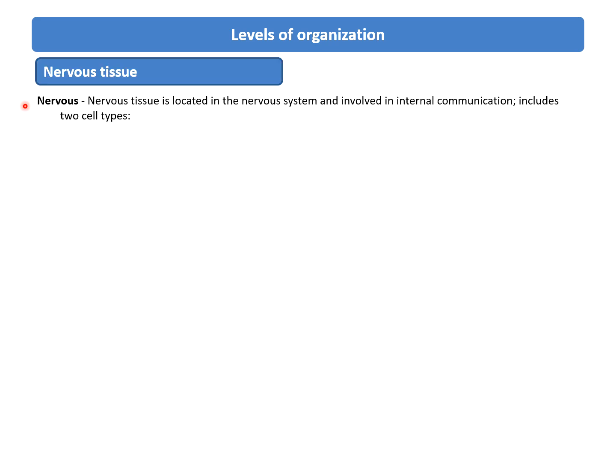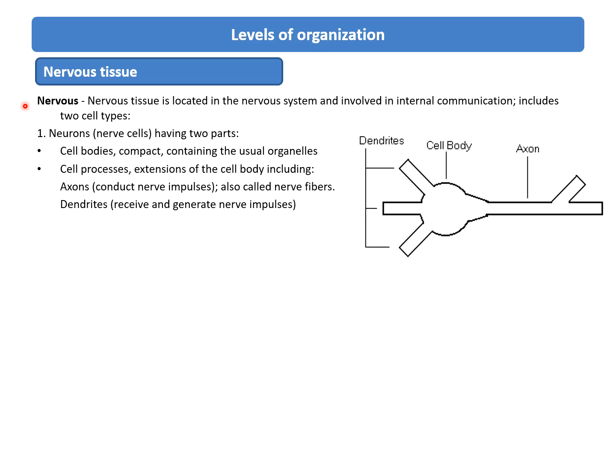Nervous tissue is located within the nervous system, and it's involved in internal communication. There are two types of cells in the nervous system: neurons or nerve cells, which include a cell body containing all the usual cell organelles, and cell processes, which are extensions from the cell body. They include axons, which conduct nerve impulses, and dendrites, which receive and generate nerve impulses. The other types of cells in the nervous system are the glial cells, and these are supporting cells.